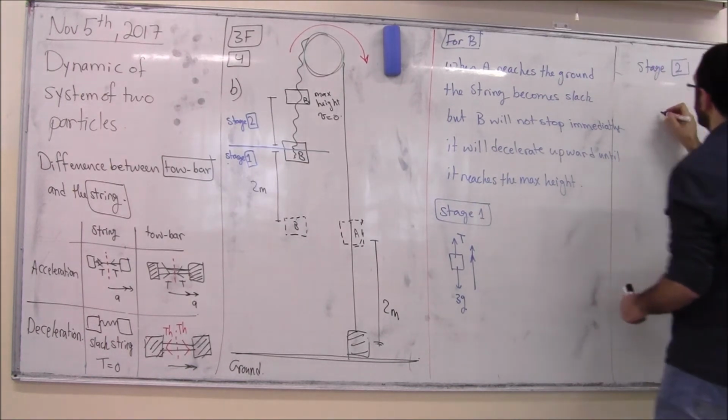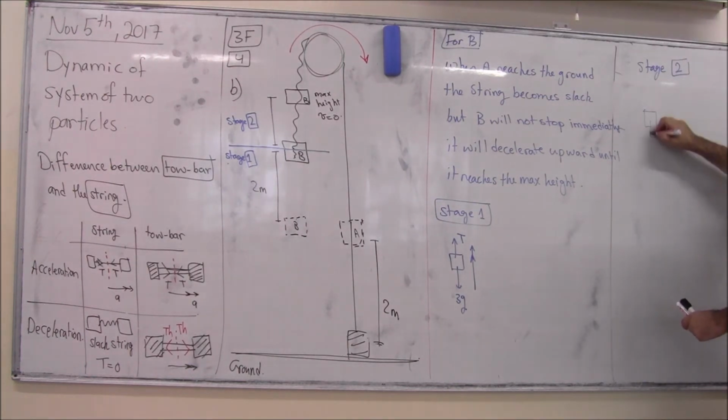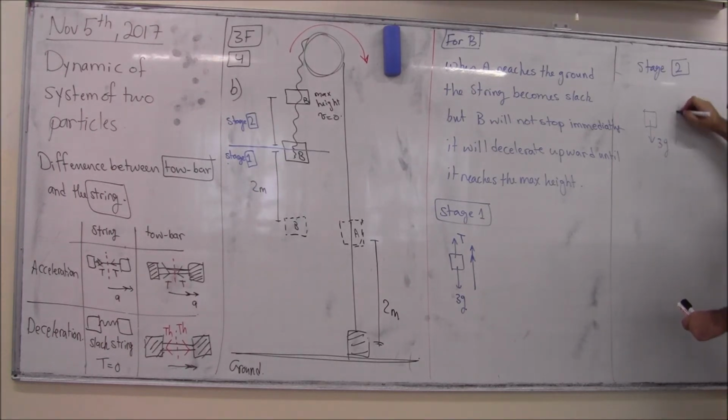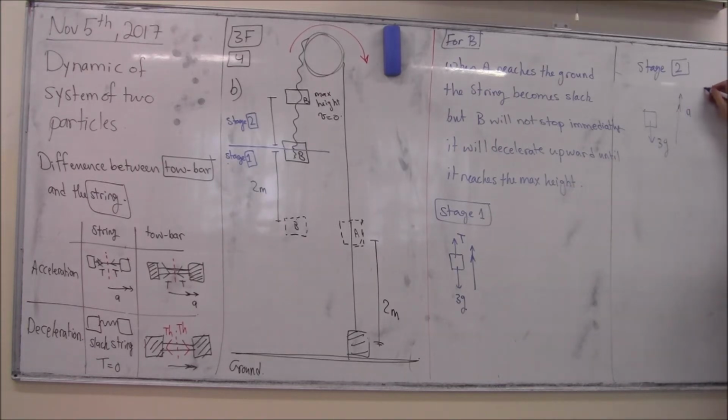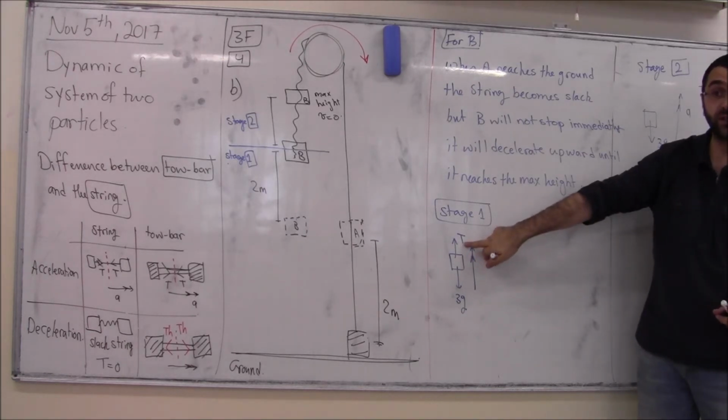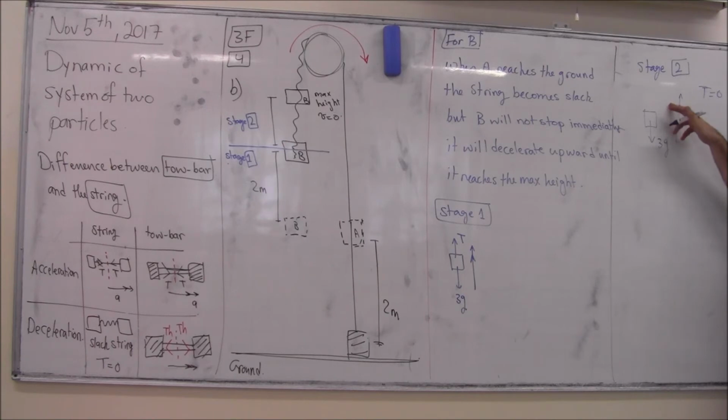Stage 2. Now there is no tension. Only what? 3g. The motion is still upward, but now the acceleration here is different than the acceleration in stage 1. The tension in stage 2 is what? 0. Clear? Pay attention, it's an important point. In stage 1 there is tension, here there is no tension. Because the tension here is 0, the acceleration will change.